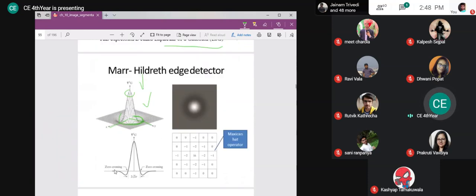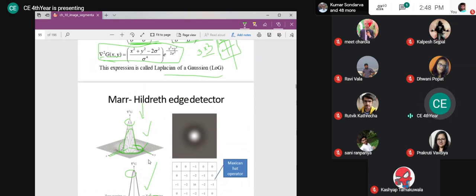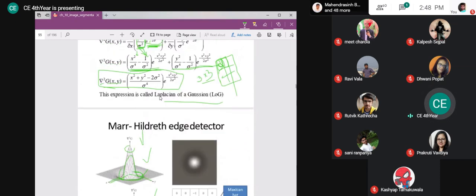And if you want to see the profile, it will look like this. I hope you can see that profile. You can see negative values, positive values, negative values, and zero values. How do we obtain this? You can substitute different values of x and y here, and you can get the value.